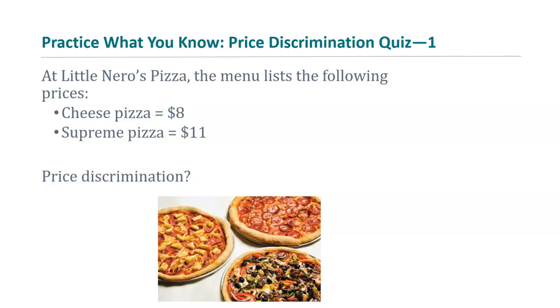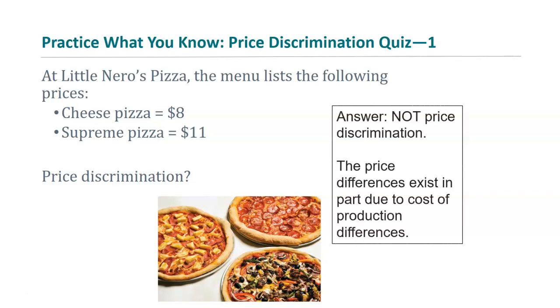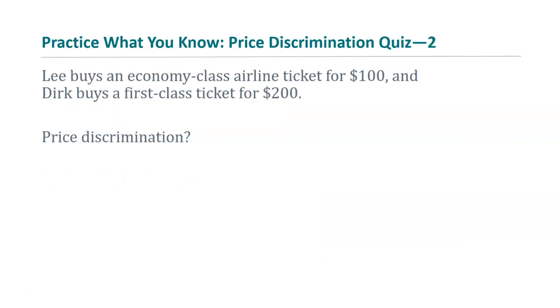So at Little Nero's Pizza, the menu lists the following prices. Cheese pizza is $8, supreme pizza is $11. Is that price discrimination? The answer is no, it's not, because the price differences are because they're different products, and they're probably different cost of production, right?